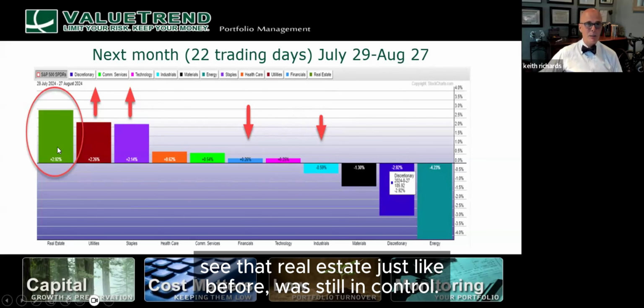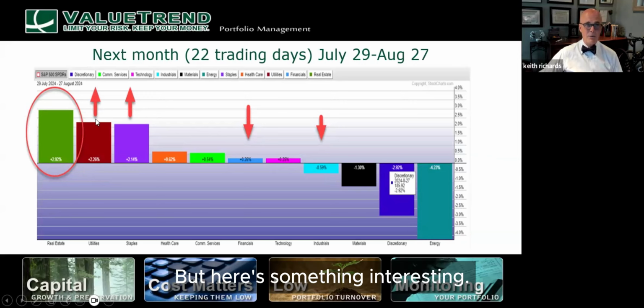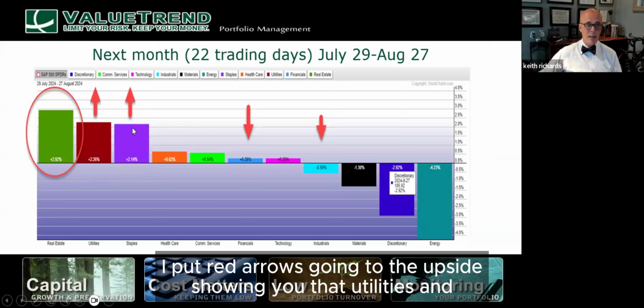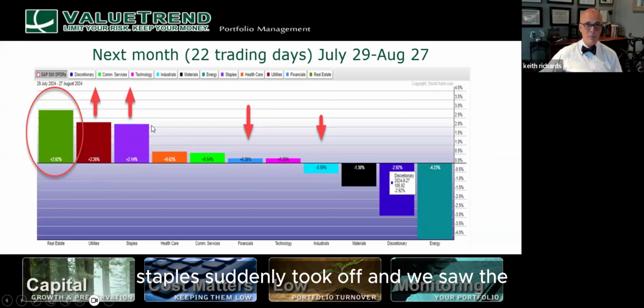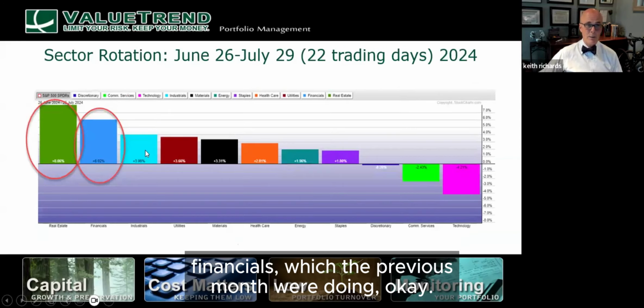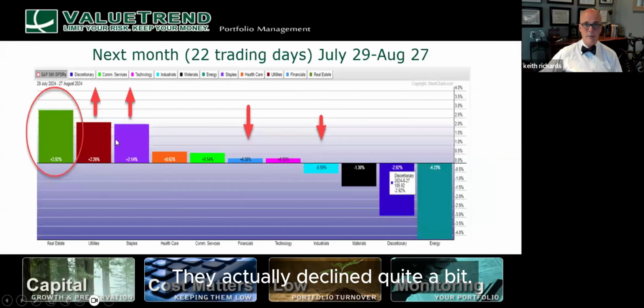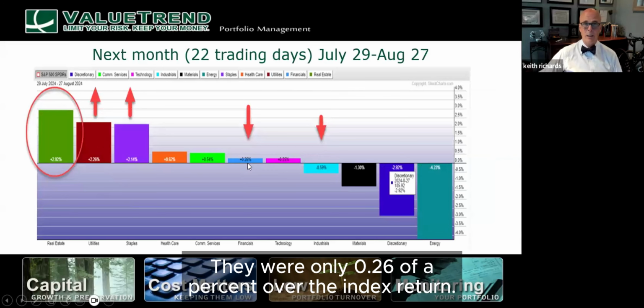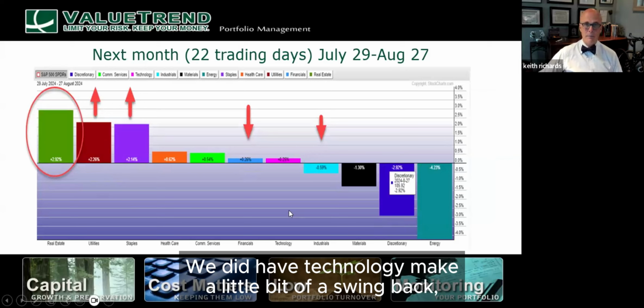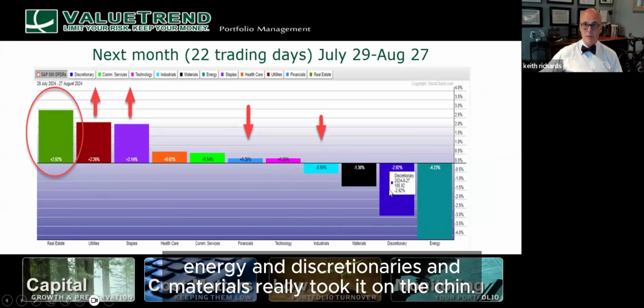But you can see that real estate, just like before, was still in control. But here's something interesting. I put red arrows going to the upside, showing you that utilities and staples suddenly took off. And we saw the financials, which the previous month were doing okay, they were the second best performer, actually decline quite a bit. They were only 0.26% over the index return. We did have technology make a little bit of a swing back, but interestingly, energy and discretionaries and materials really took it on the chin.